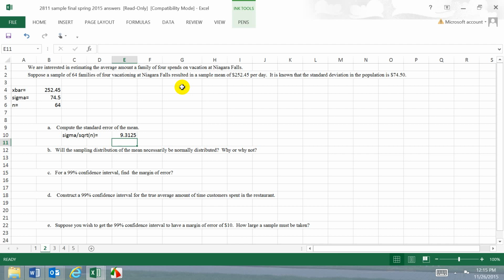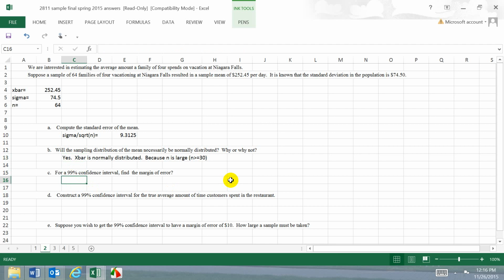In this case, the sample size is 64, therefore the answer is yes, x bar is normally distributed. And how do we know that? Because n is large, and in this case that means n is greater than or equal to 30. For a 99% confidence interval, find the margin of error.